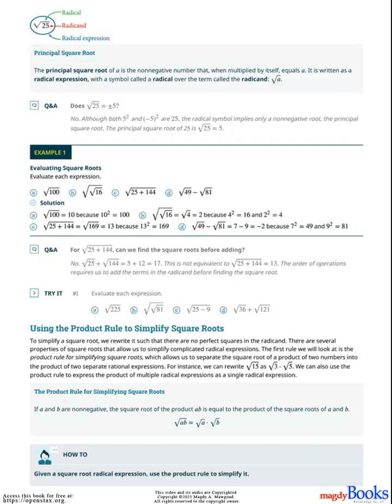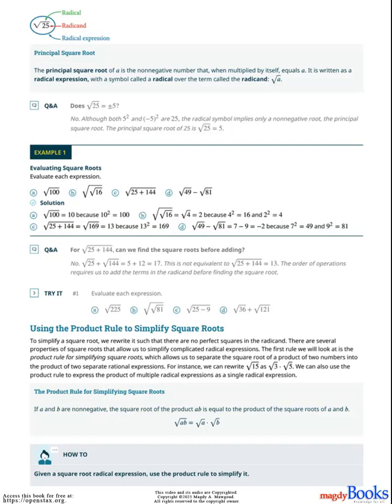The principal square root of a is the non-negative number that, when multiplied by itself, equals a. It is written as a radical expression, with a symbol called a radical over the term called the radicand, √a. Q and A. Does √25 equal plus or minus 5? No. Although both 5 squared and (−5) squared are 25, the radical symbol implies only a non-negative root, the principal square root. The principal square root of 25 is √25 = 5.